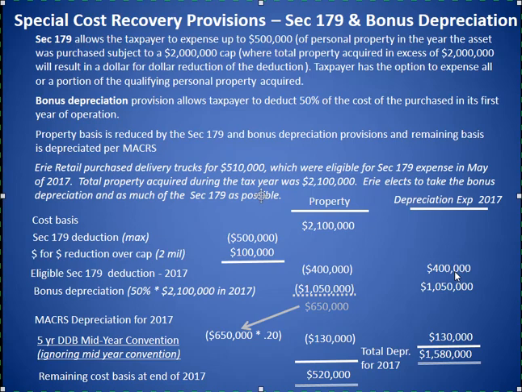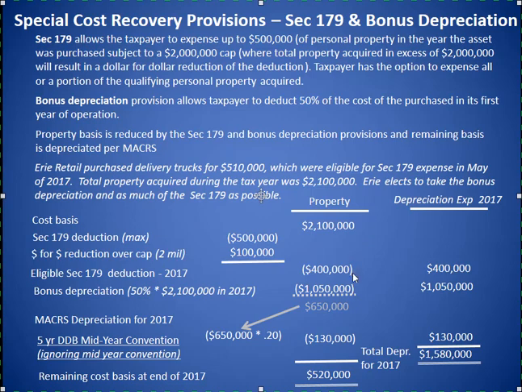Now, in addition to that, we can also take bonus depreciation, which is 50% of our total assets. So in this case, we can take 50% of our total original cost of $2,100,000. So our bonus depreciation would be $1,050,000. So we could basically claim depreciation expense for bonus depreciation of $1,050,000.